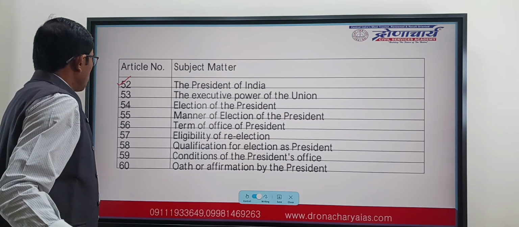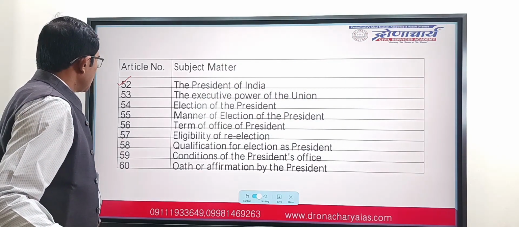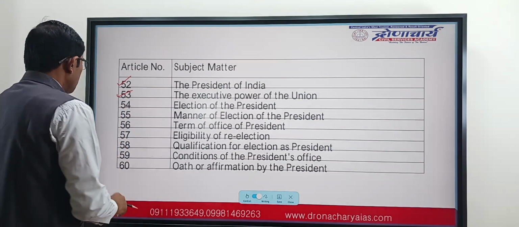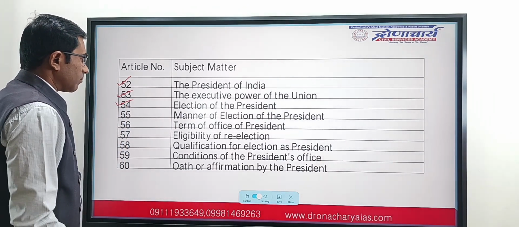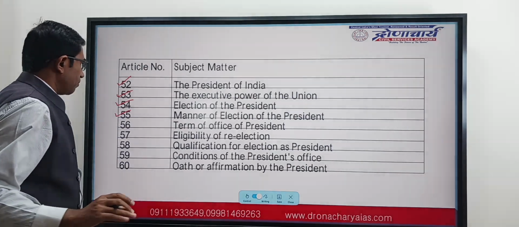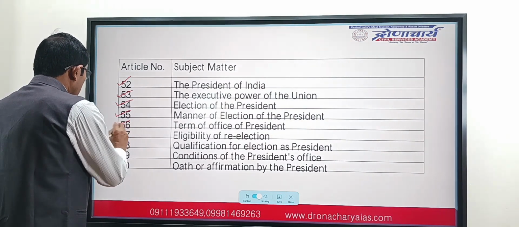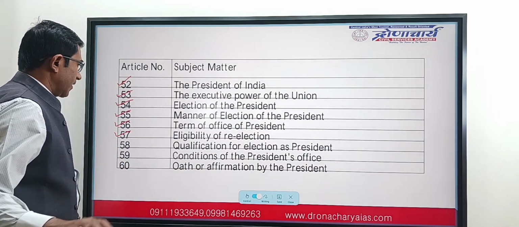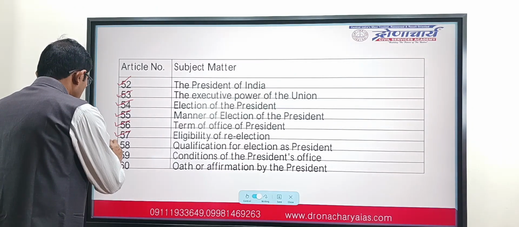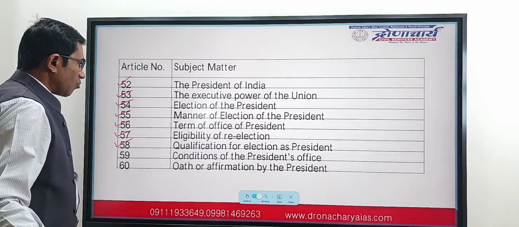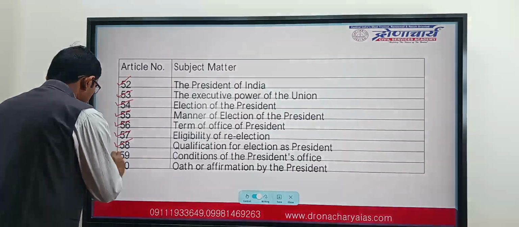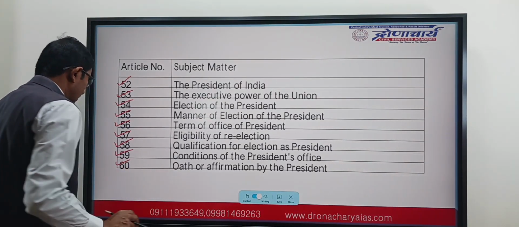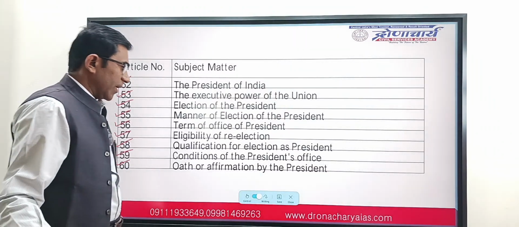Article 52 provision in the President of India, provision in 53 the executive power of the Union, provision in Article 54 election of the President, provision in 55 manner of election of the President, provision 56 term of office of President, provision in Article 57 eligibility of re-election, provision in Article 58 qualification for the election as a President, provision in Article 59 conditions of the President's office and provision in Article 60 oath or affirmation by the President.